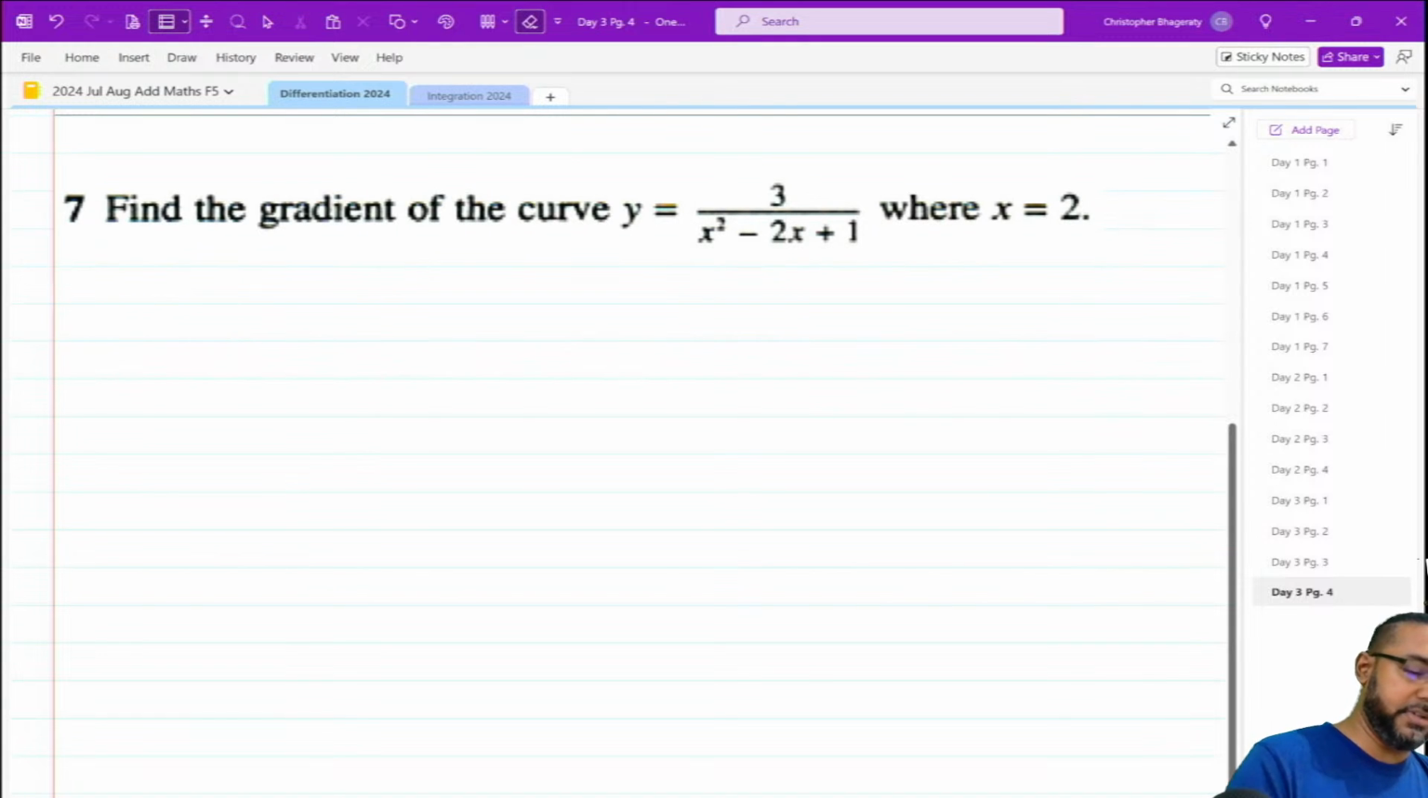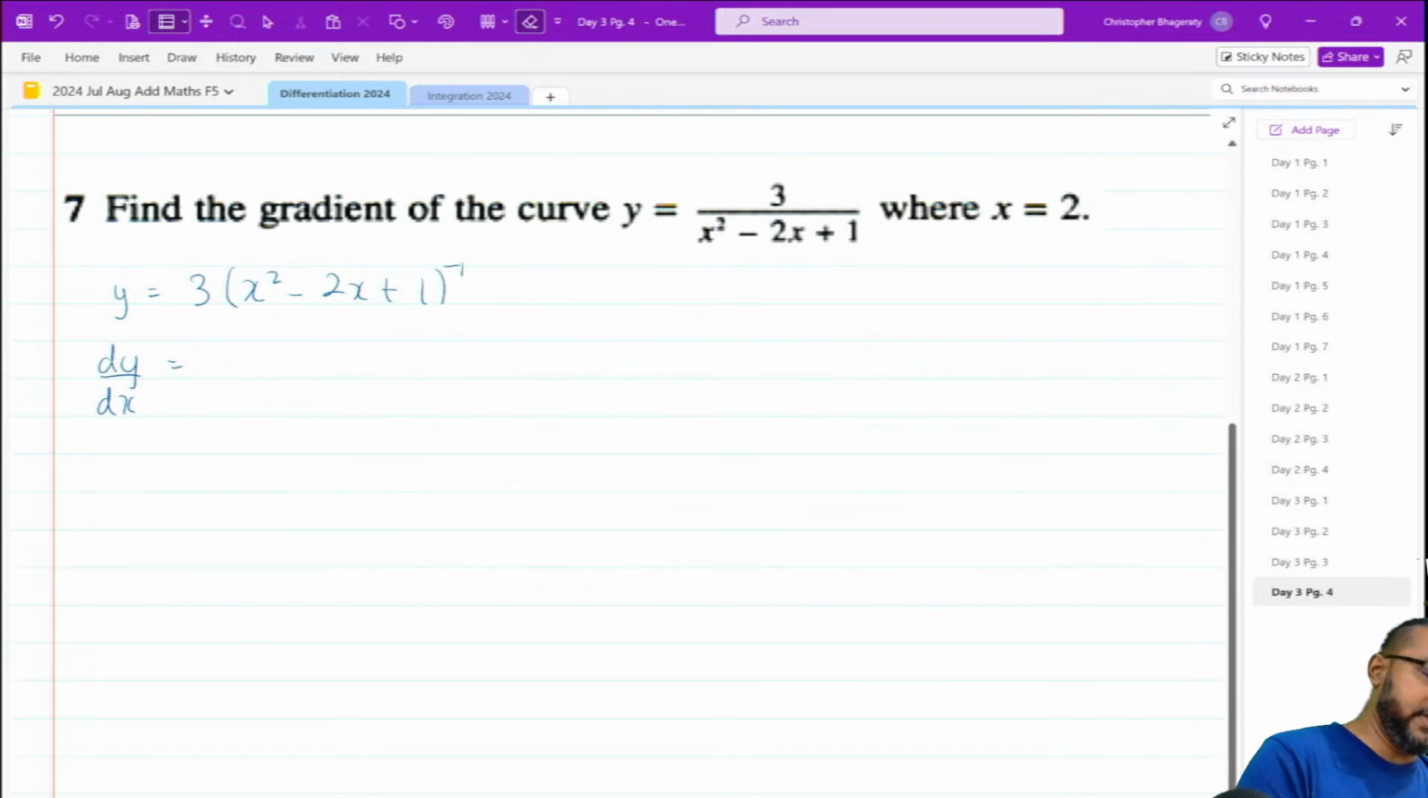Actually, we need to express this in a more differentiation-friendly format. So that's y is equal to... Of course, that denominator could now be expressed to the power of minus 1. Right? So now we could find the derivative of that function in that form.